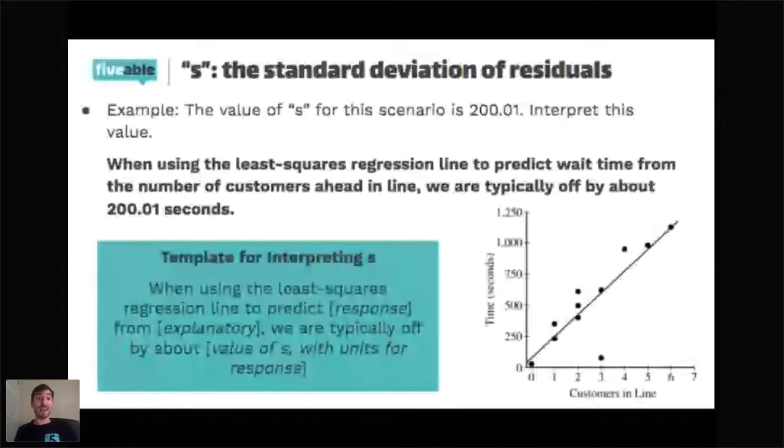And so that's S, the standard deviation of residuals. So it's the amount we're typically off. Yeah, we'll look at another scenario later and we'll practice measuring S from that.